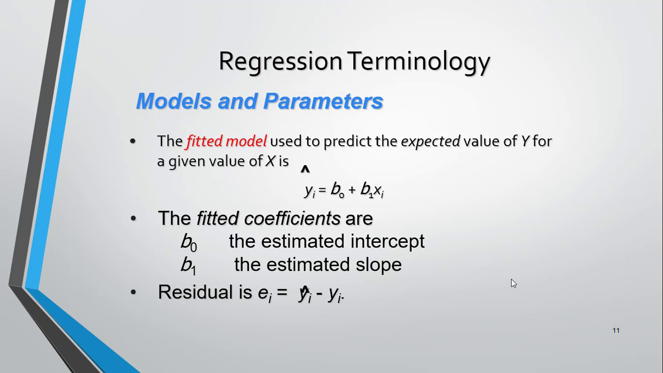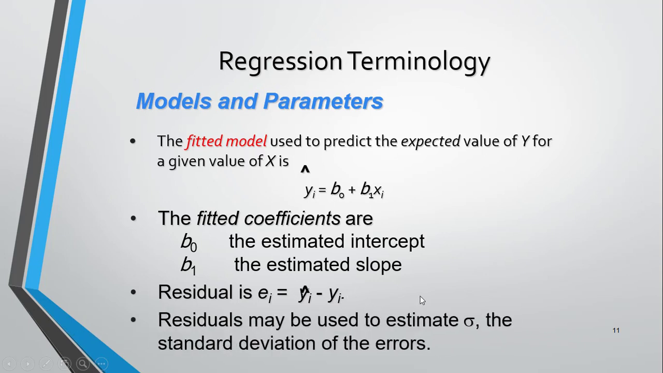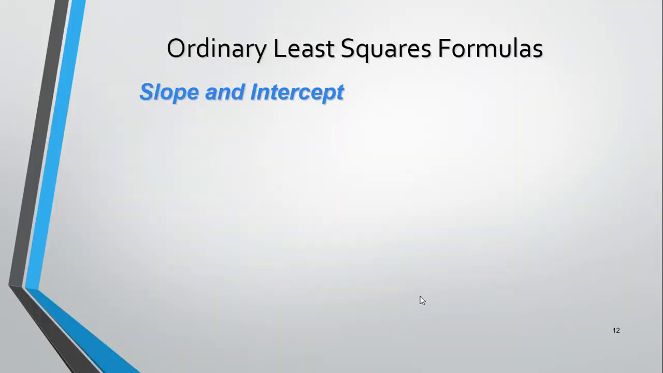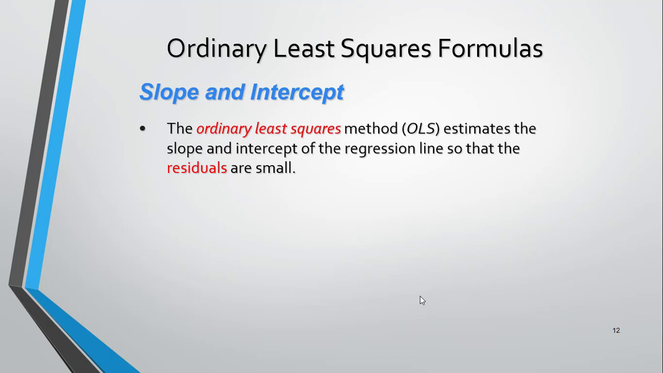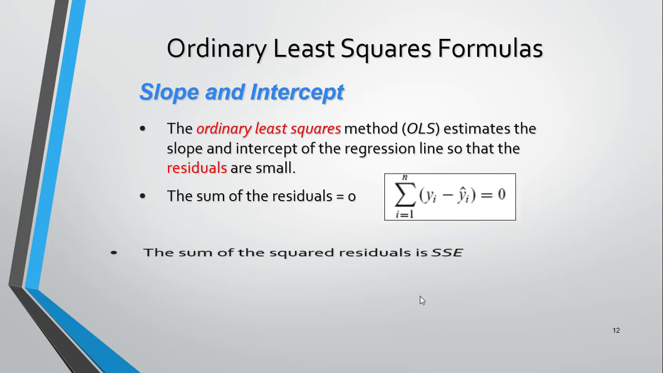The residue, or the error, is y hat, the predicted value, minus the true value of y. Okay? We call them residues. Residues may be used to estimate sigma, the standard deviation of the errors, when that is unknown. Okay? In the ordinary least squares method, how do we find the slope and intercept?